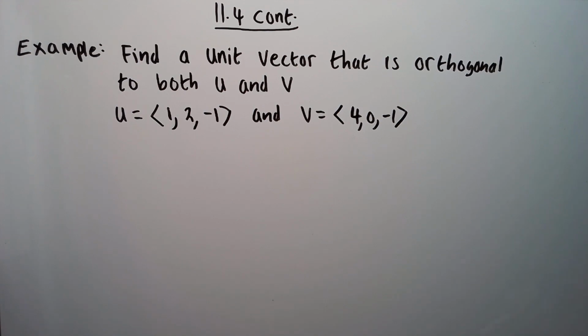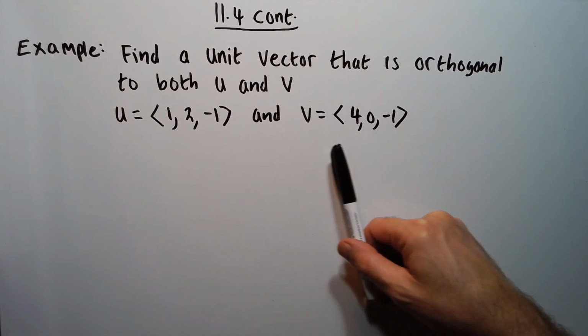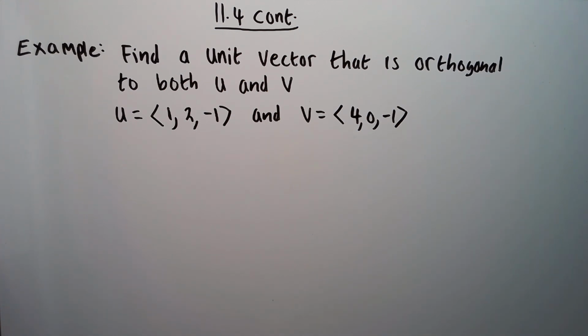Okay, so this is 11.4 continued. So let's do an example. It says find a unit vector that is orthogonal to both u and v. And we're given our u vector and v vector here. So to be orthogonal means it's perpendicular to both these vectors.